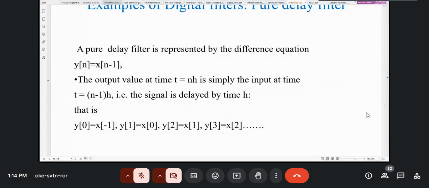That is, y of 0 is equal to x of minus 1. In this filter, y of 0 is simply x of minus 1. Y of 1 is x of 0. Y of 2 is x of 1. Y of 3 is equal to x of 2. So that's how the y output samples will be, because y of n is x of n minus 1.